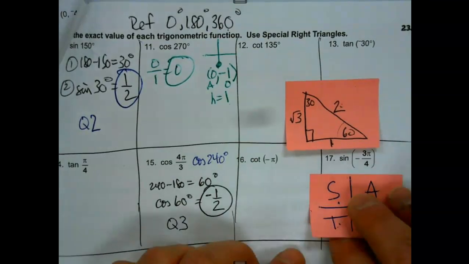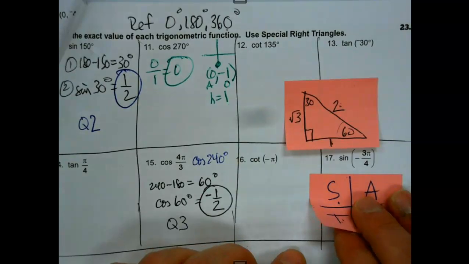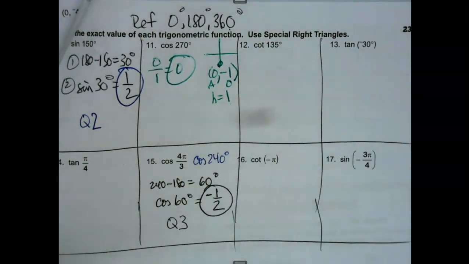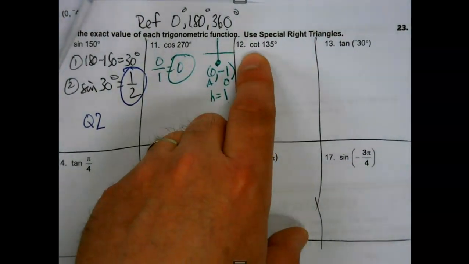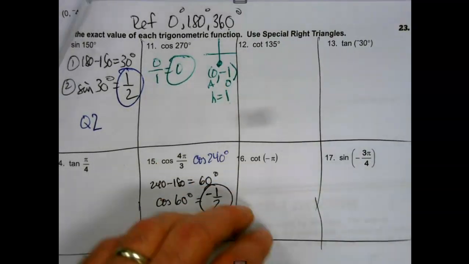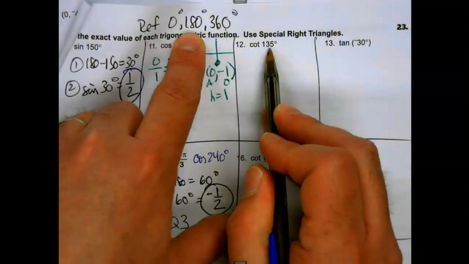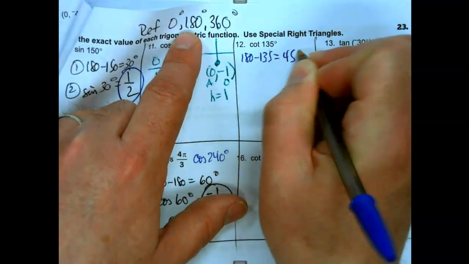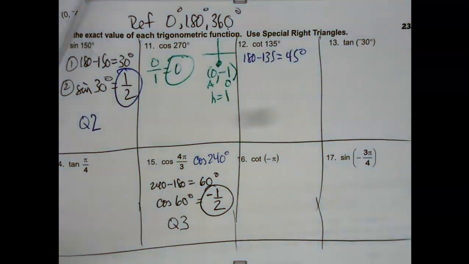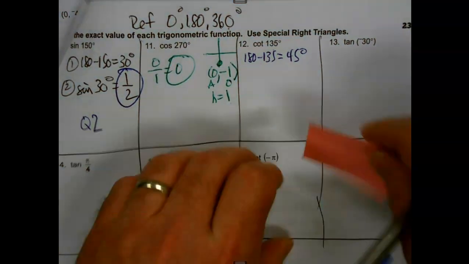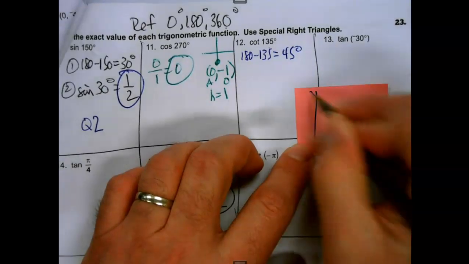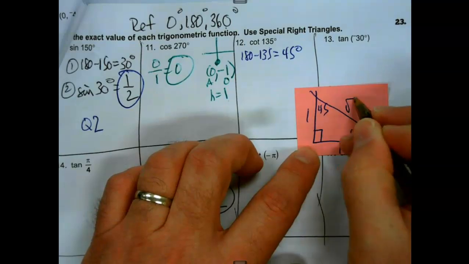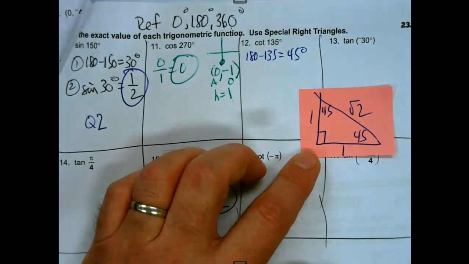So, I need to find a 45, don't I? I need to find a 45. Where's a 45? There's a 45. Cotangent of 135. Okay. Play the game. 45 degrees. All right, 45 degrees. Oh my gosh. 45, 90. 1, 1, square root of 2. Gotta know your special rights.